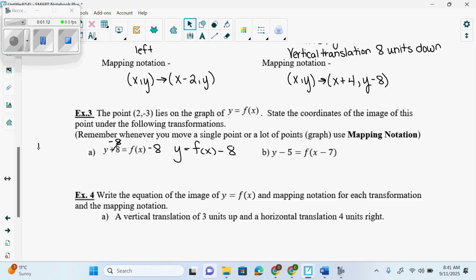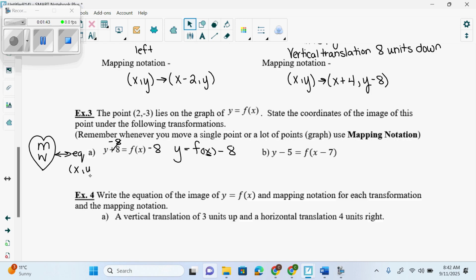And then I always go, I'm doing this because I can't see my whole page. So mapping, words, equation. Is that 8 with the x or is it with the y? It's with the y, because the x has a 1 in front of it. That's all that's affecting the x, which means nothingness. So this means it's a vertical translation, 8 units down. So we're going to use mapping.